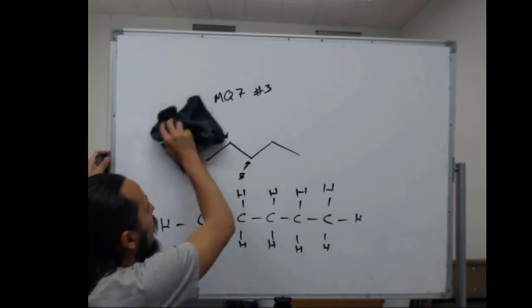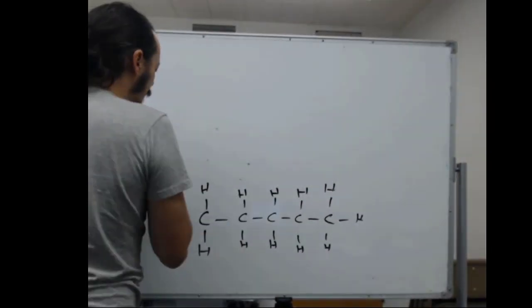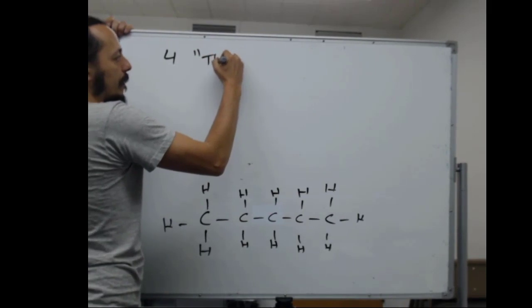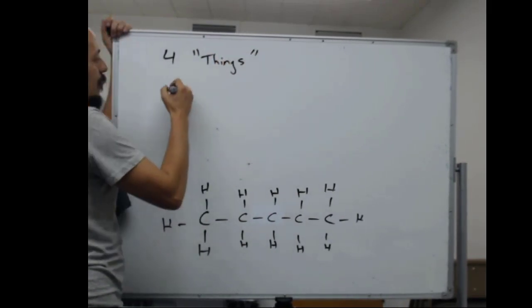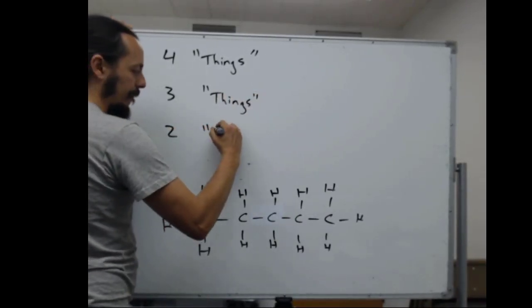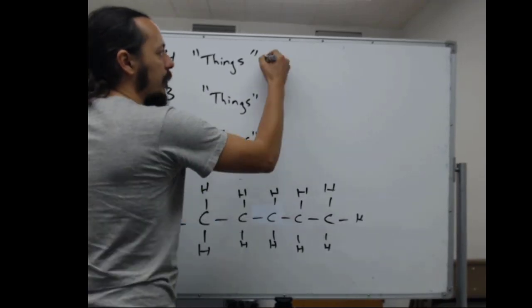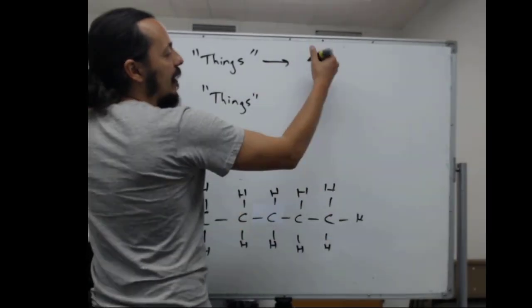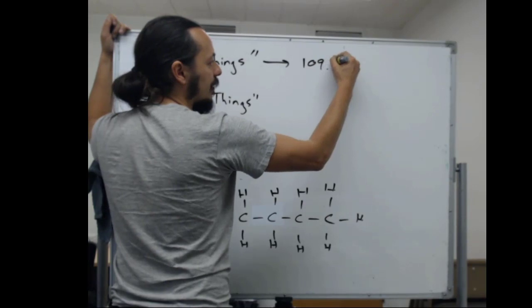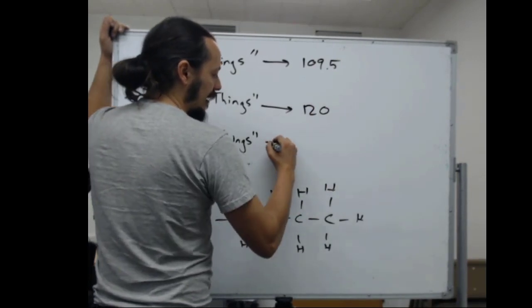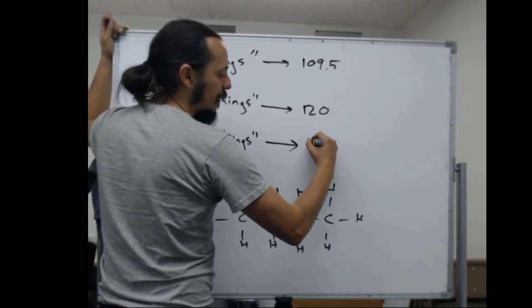Let's see, I'm going to erase this. I was being lazy and not standing up, but let's go ahead. So we've got our categories. If you've got 4 things attached, whether they are lone pairs or atoms with nuclei, that's going to give you 109.5. If you have 3 things attached, that's going to give you 120. And if you have 2 things attached, that's going to give you the 180.